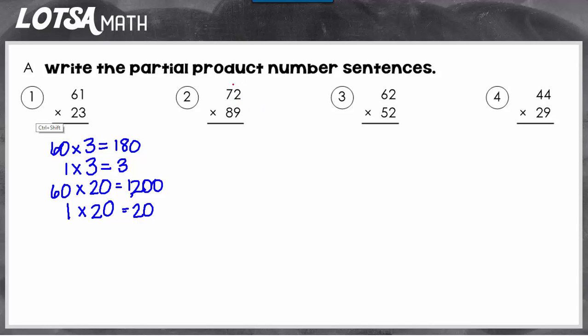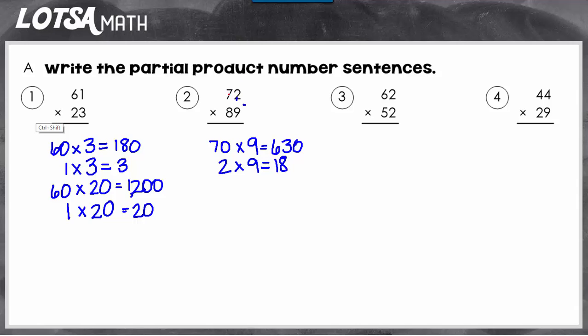So let's look at number 2. We're going to multiply each of the values of the top factor by each of the values of the bottom factor. So we'll start with the top values multiplied by 9. We'll do 70 times 9, which is 630. And then we'll do the value of the 2. So 2 times 9, which equals 18.